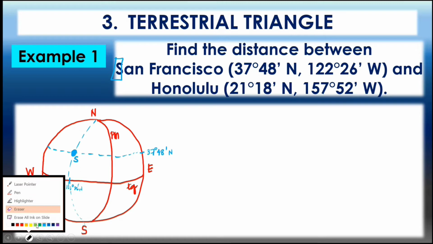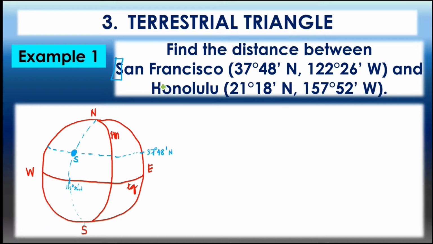And then the next thing we need to do is Honolulu. The latitude is 21 degrees, 18 minutes north, so it is again above the equator. You're just going to measure 21. For example, the 21 is here. So 21 degrees, 18 minutes north. Then again, you draw a circle. At the back, you just try to imagine.